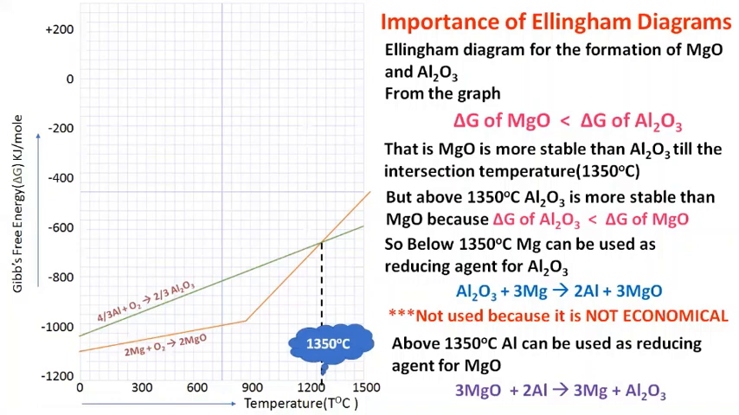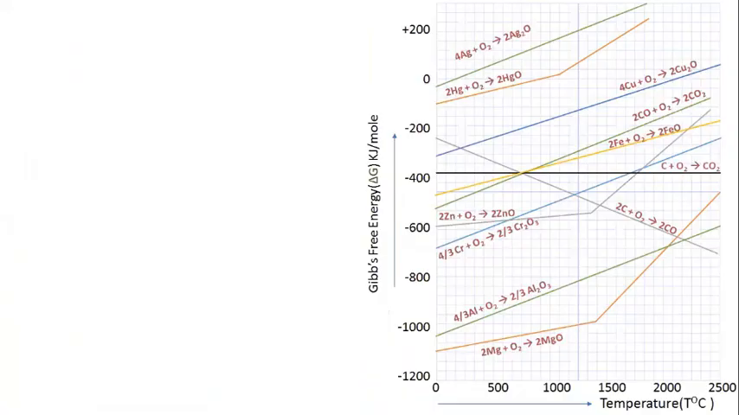This is an important 2 marks question. We have to draw the graph and explain all these points for the Ellingham diagrams of magnesium oxide and alumina. Let us see the next importance.